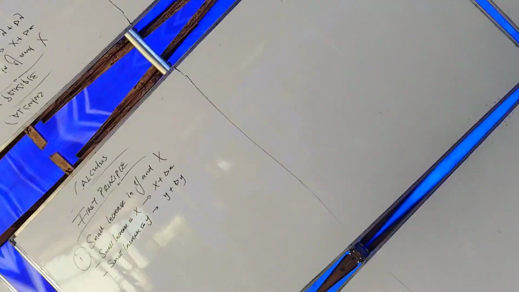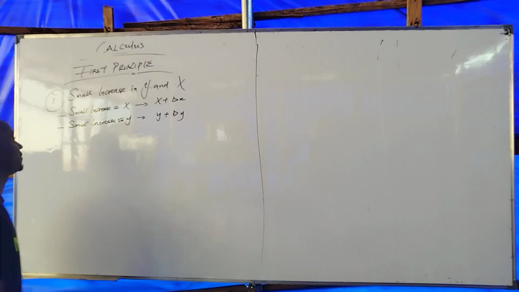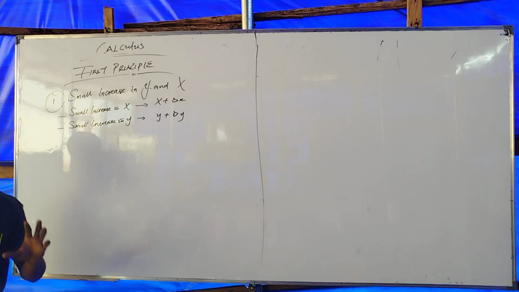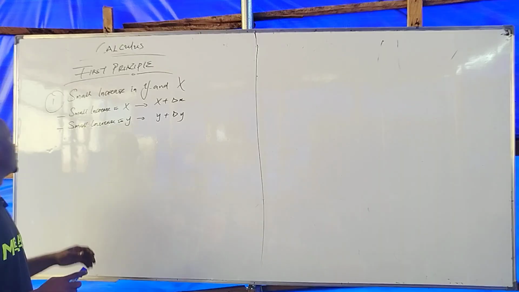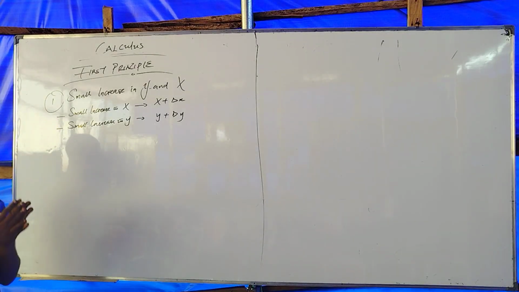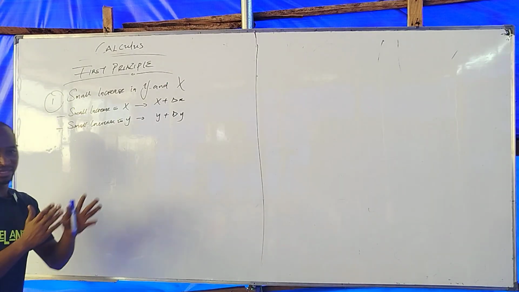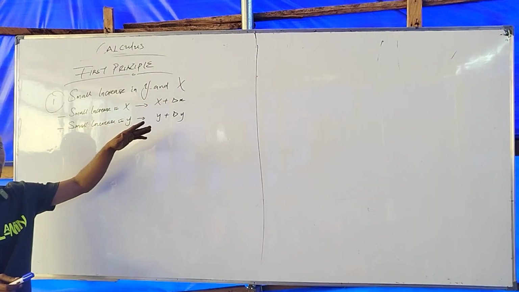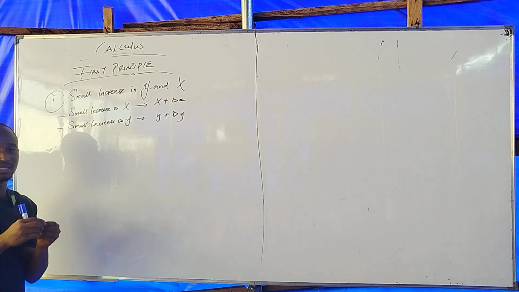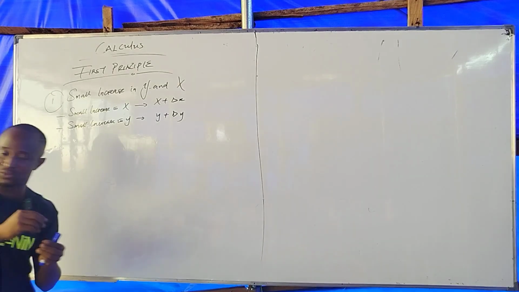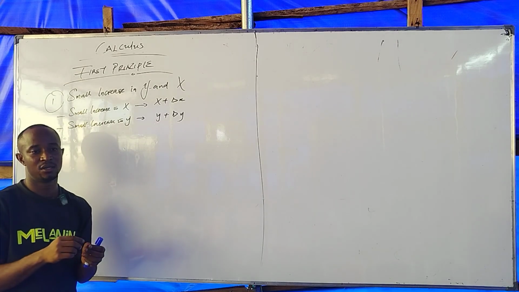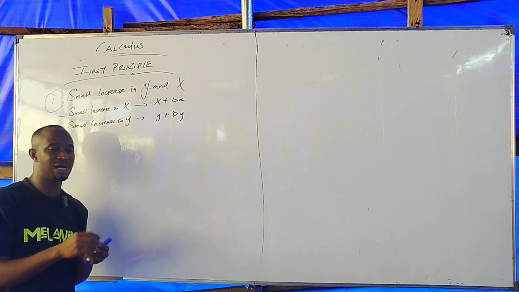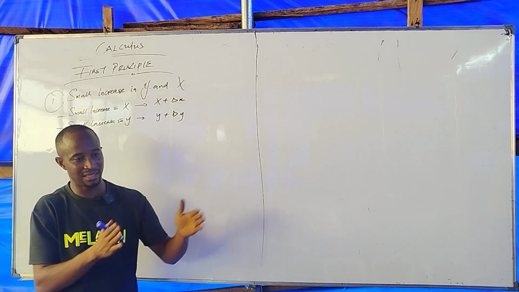Okay, in first principle in calculus, under differentiation, we have two conditions that must be taken note of. The first condition is that let there be a small increase, an increment, in y and x. When there's a small increase in x, it simply means I'm adding delta x to x. When there's a small increase in y, it means I'm adding delta y to y. I'm increasing x by adding delta x.